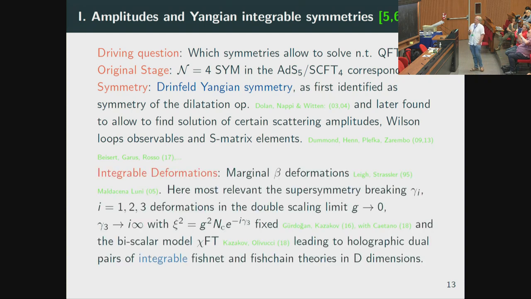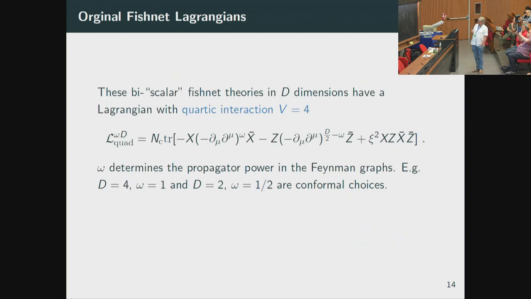And as I said, I don't do this in the original model. That is, for now, too complicated for me. So I do it in an integrable deformation, which preserves this Yangian symmetry. But in this case, I can consider a simpler theory. And I can, in particular, do this in any dimensions. So let's look at this fishnet theory. So this you can consider also in four dimensions for the original super Yang-Mills problem.